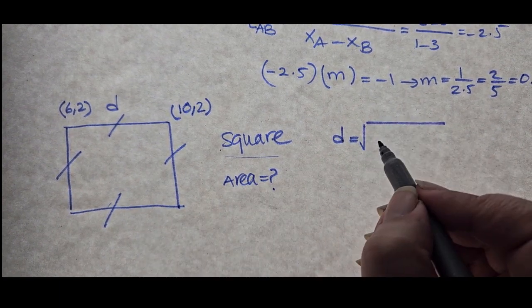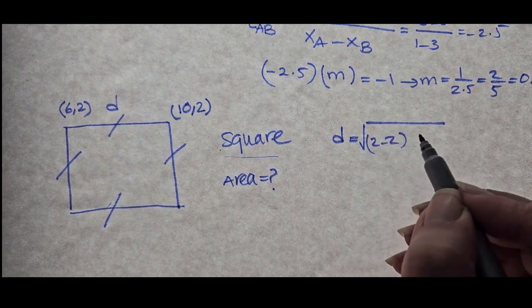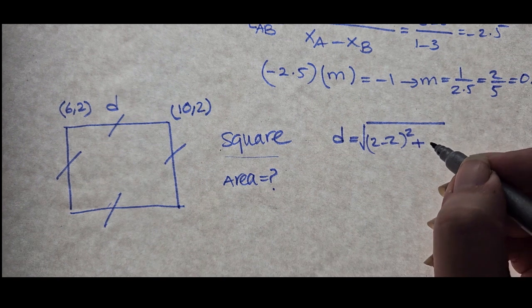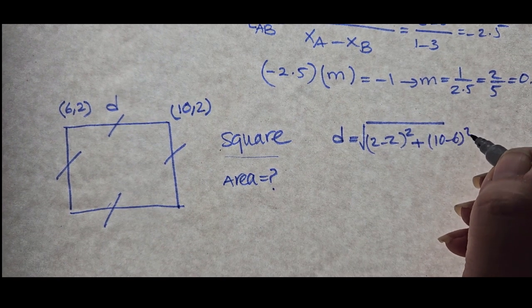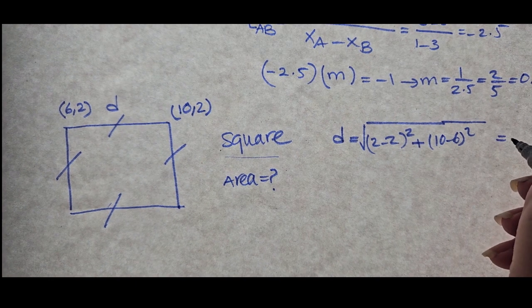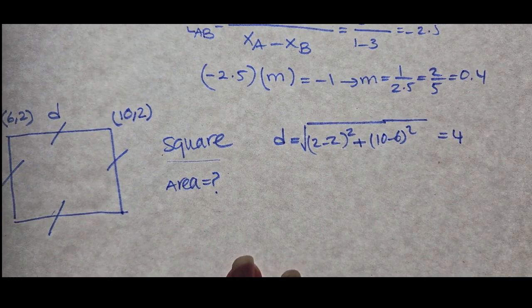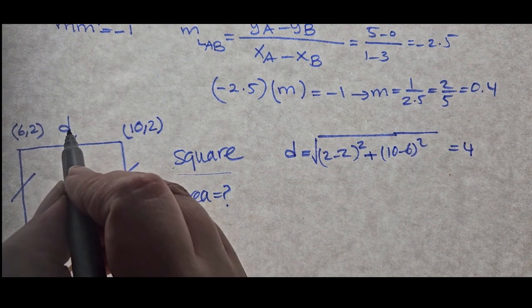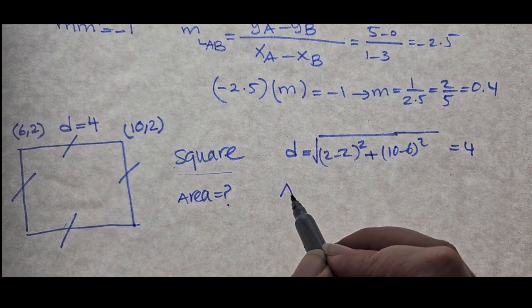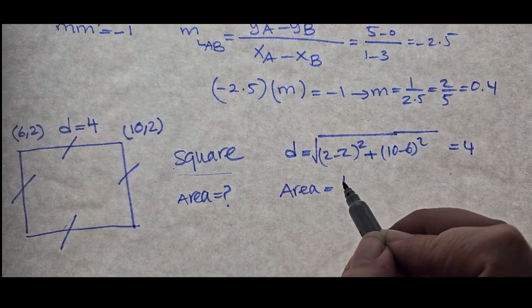So let's do it together. The square root of the difference of y to the power 2 plus the difference of x to the power 2. The final answer is 4. Remember, guys, the distance is always positive. So if one side is 4, that means all the other three sides are 4 as well. So the area would be 4 times 4, which is 16.